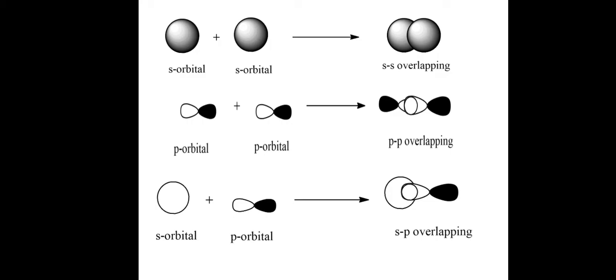The three types are being given. s-s orbital overlap: in this case, there is overlap of two half-filled s orbitals along the internuclear axis. Next is p-p orbital overlap. This type of overlap takes place between half-filled p orbitals of the two approaching atoms. Next is s-p orbital overlap. This type of overlap occurs between a half-filled s orbital of one atom and a half-filled p orbital of another atom.